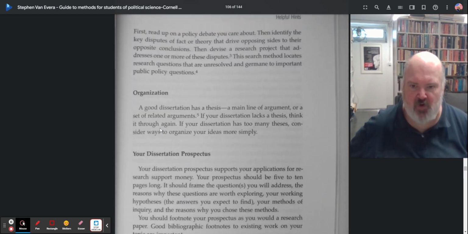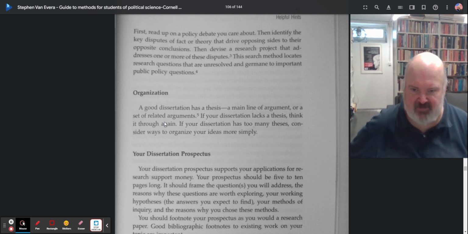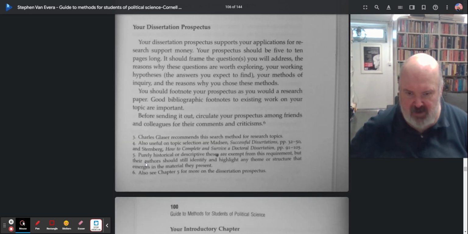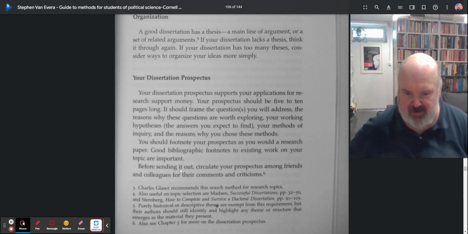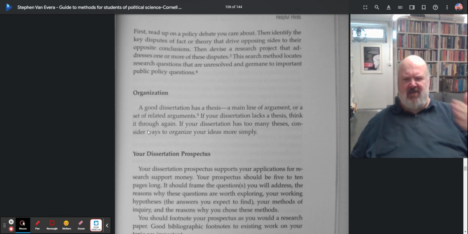Now, organization. A good dissertation has a thesis, in other words, a main line of argument or a set of related arguments. Purely historic or descriptive theses are exempt from this requirement, but their author should still identify and highlight any theme or structure that emerges in the material they present, right? So therefore, this is the idea that they should have. But you still have a good argument. A good thesis should have a main clear argument. That's always important.